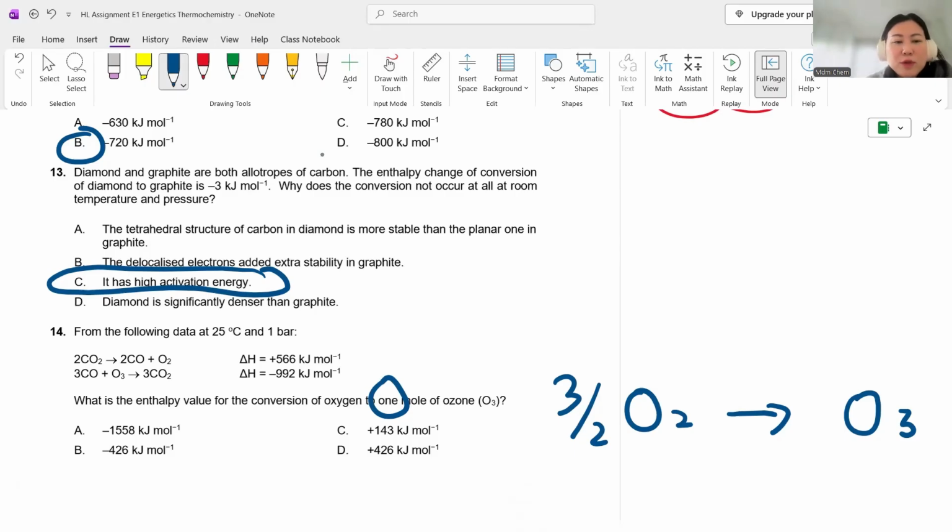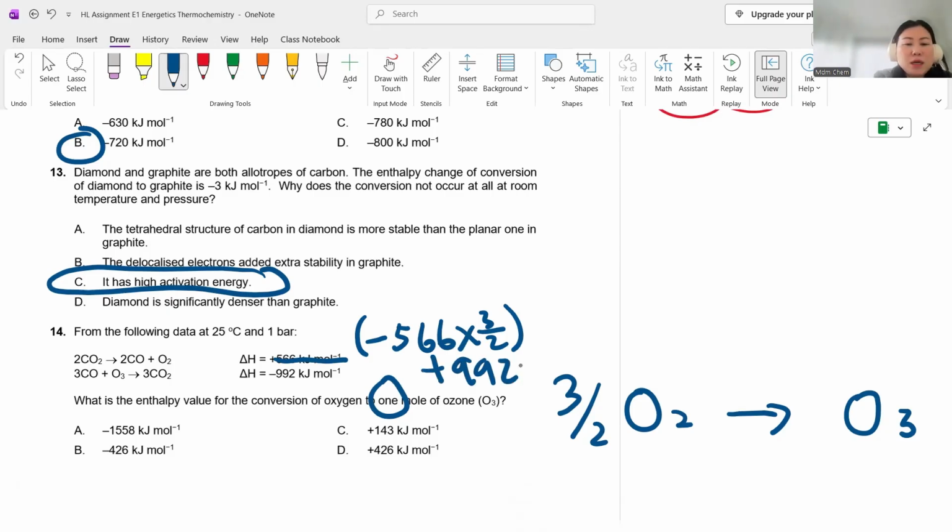Okay, so then follow the equation. O2, are they on the same side? Wrong side and wrong mole. So flip this to become minus 566 times 3 over 2. Wrong side, wrong mole. Then the next one, ozone, is it on the same side, same mole? Ozone is on the wrong side, but same mole. So plus 992. Then take a calculator and work it out. Minus 566 times 3 over 2 plus 992.